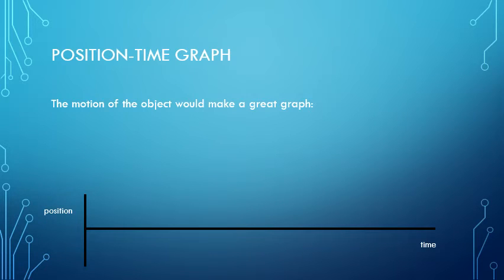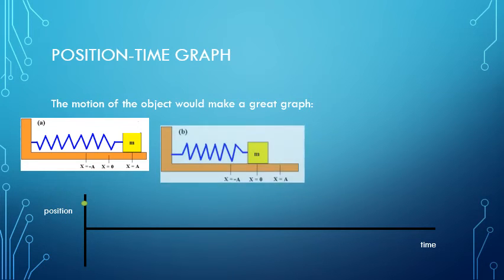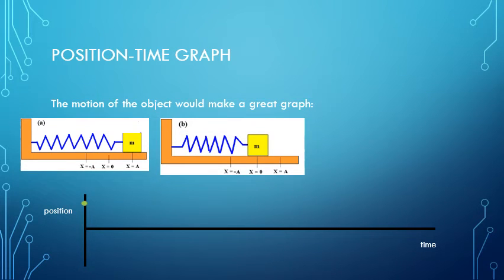Now, the motion of the object would make a great position time graph. We can look at those and see. There's the first picture. It's at point A, so I'll make a dot for it on our graph. Second picture is at x equals 0. It's a little further in time, so I'll make a dot for that.